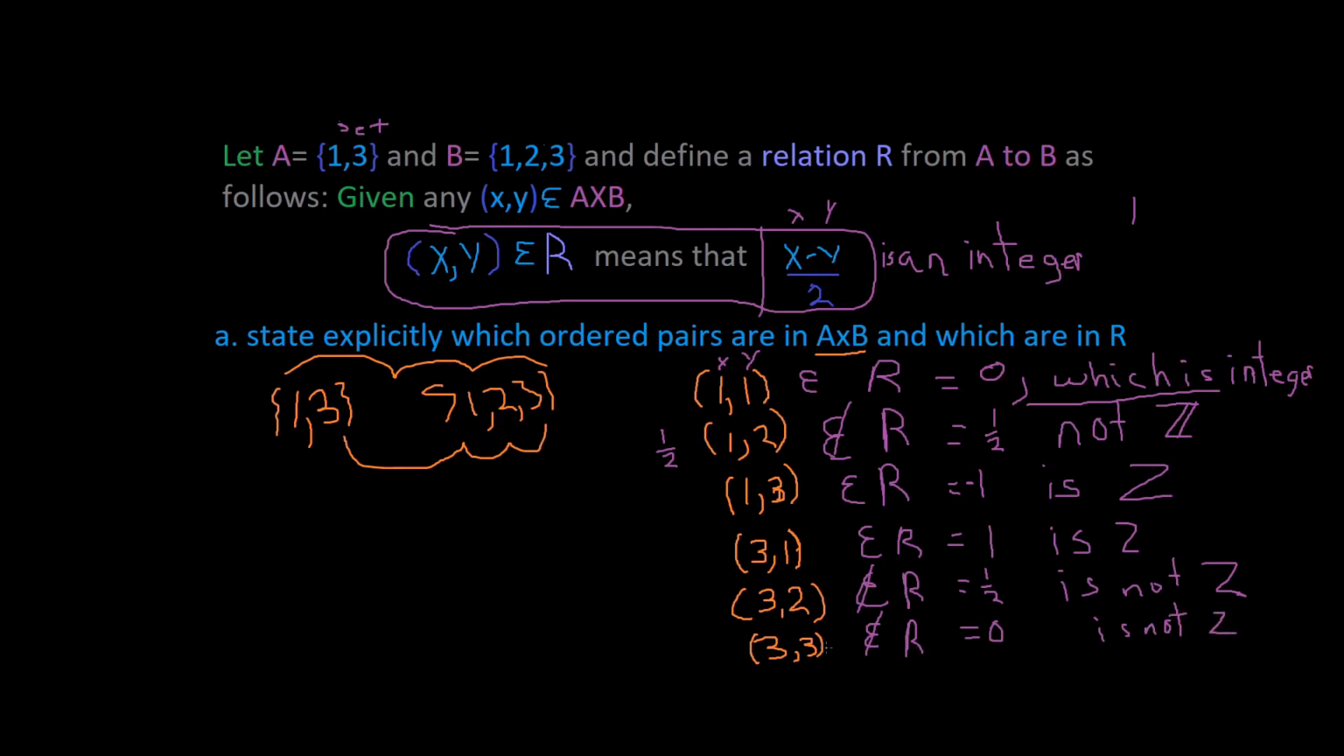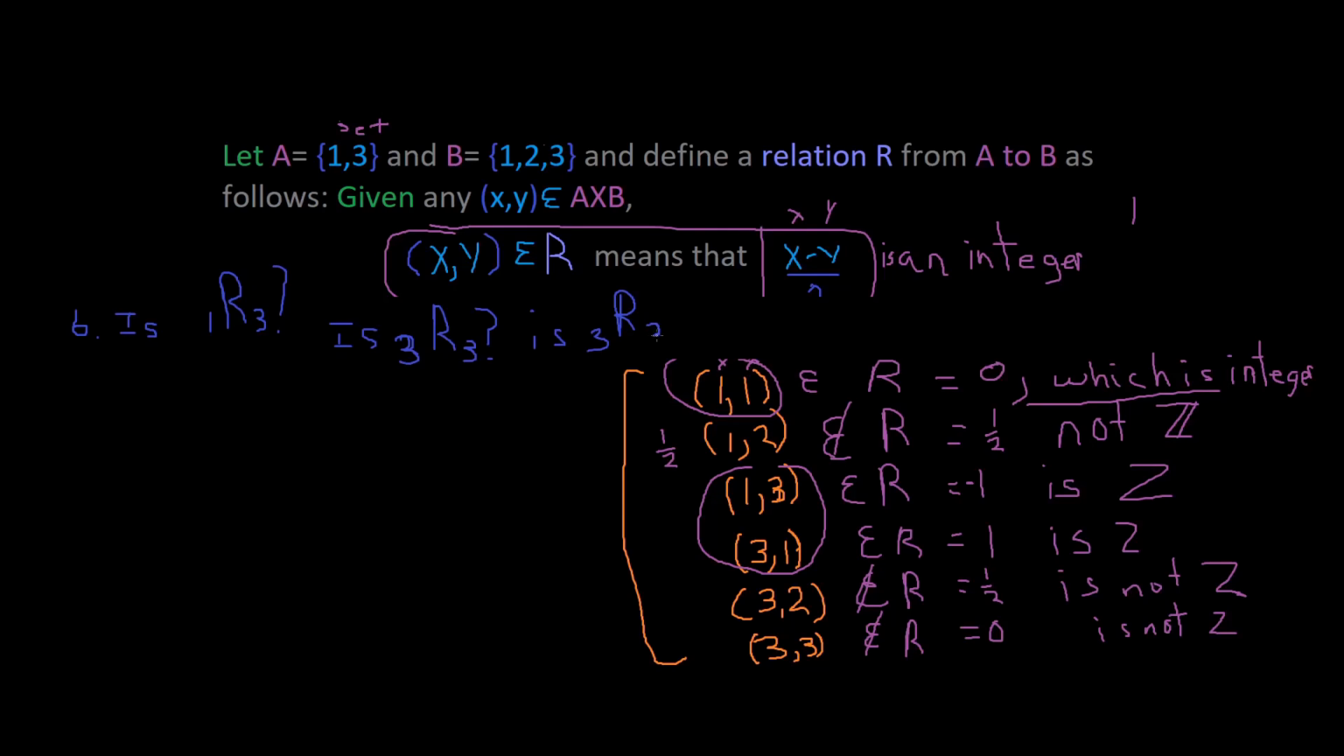So which ones are in relation to our R? 1 and 3, 3 and 1, and 1. So that would be our answer. So you state explicitly which ordered pairs are A cross B, which is going to be all of these ordered pairs right here, and which are in R. So the Cartesian product gives us all these ordered pairs, and only 3 ordered pairs are in R. So that's our answer.